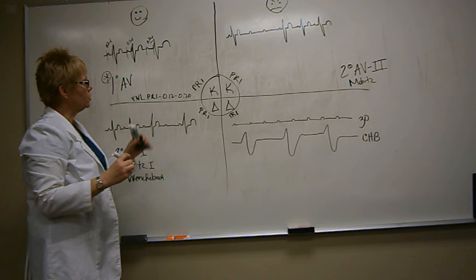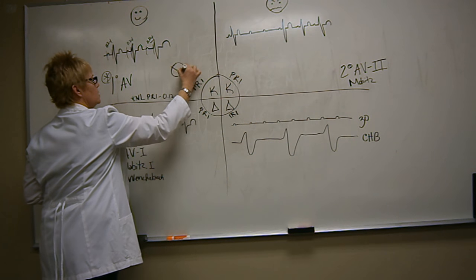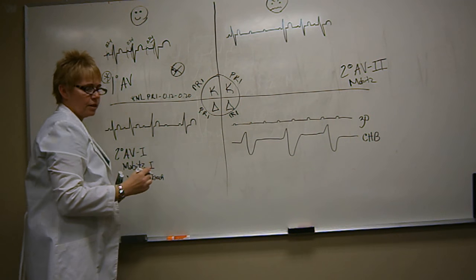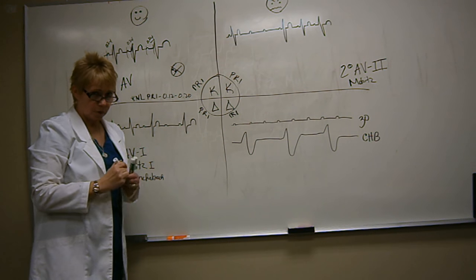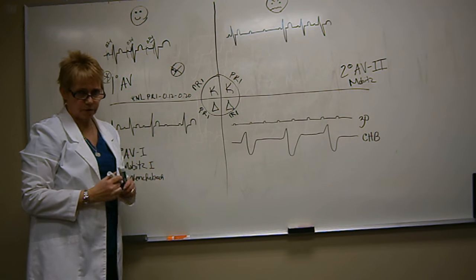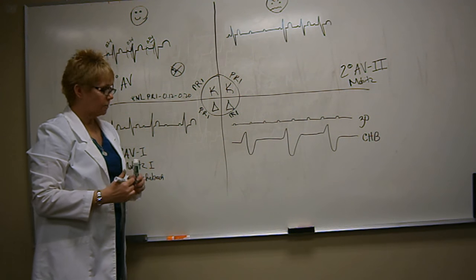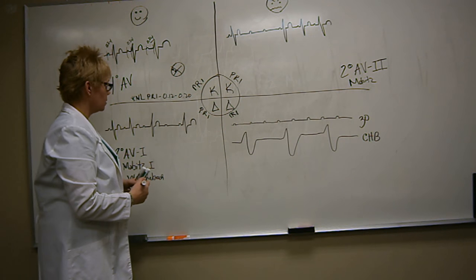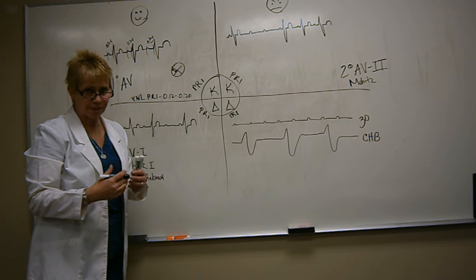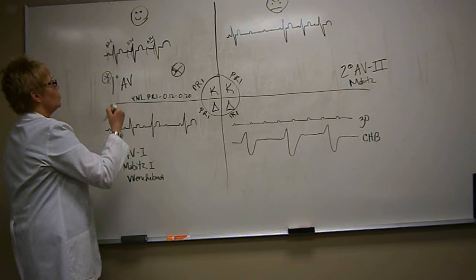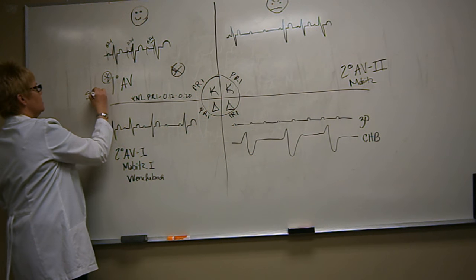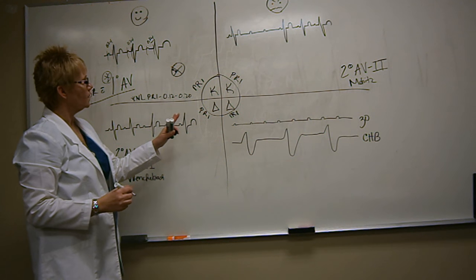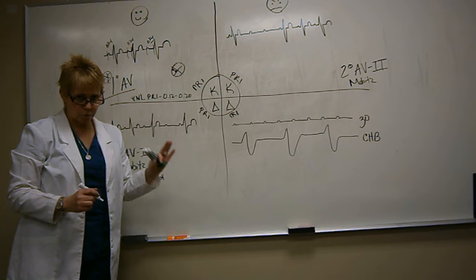So when you have a first-degree block, all that means is the time it takes to travel from the SA node down to the AV node is a little longer. So what usually happens is this is either a very well-conditioned, fit individual who doesn't need to move that impulse very quickly through the conduction system, or you have a person with an aging conduction system. So this is actually called a sinus rhythm with a first-degree AV block. So that is the one. The other 3 are rhythms themselves.